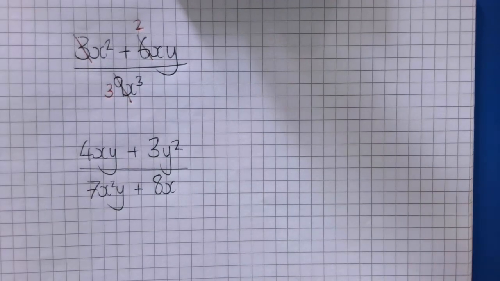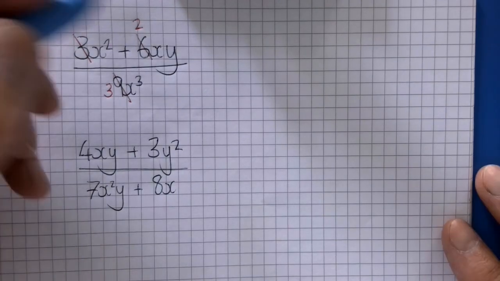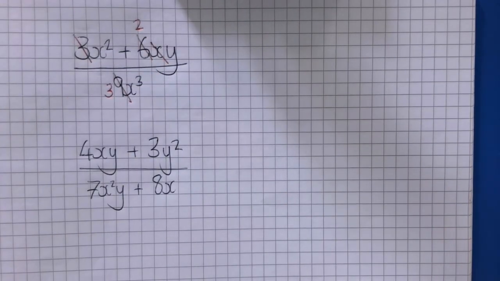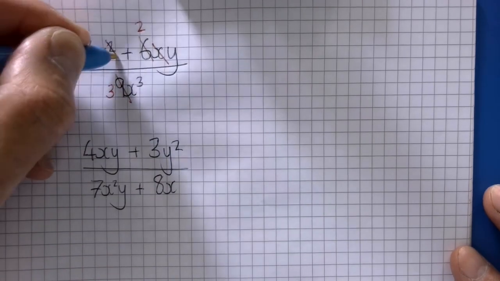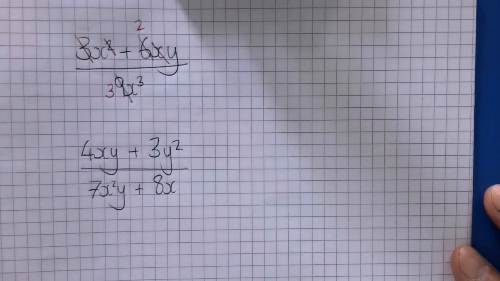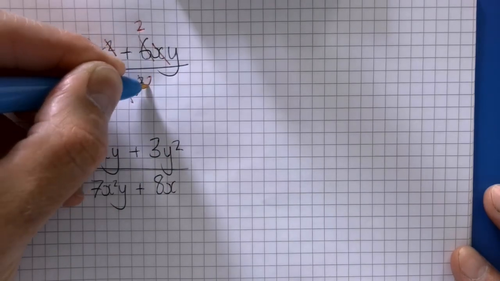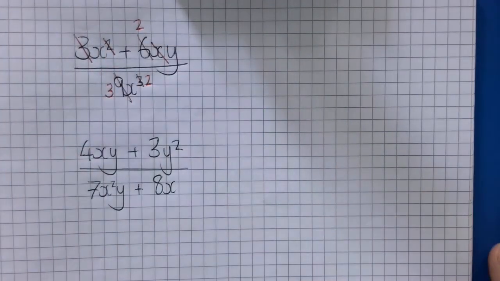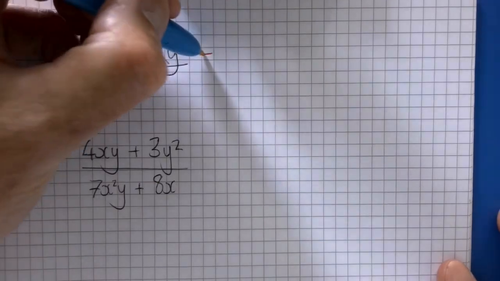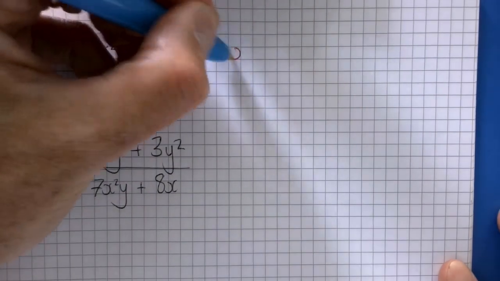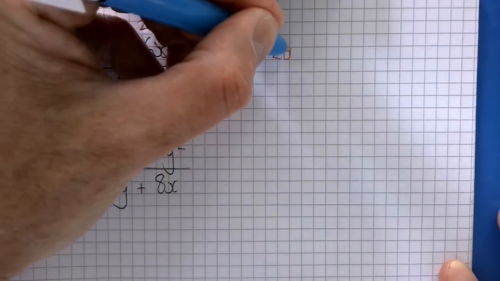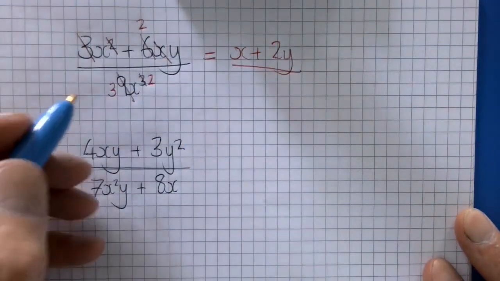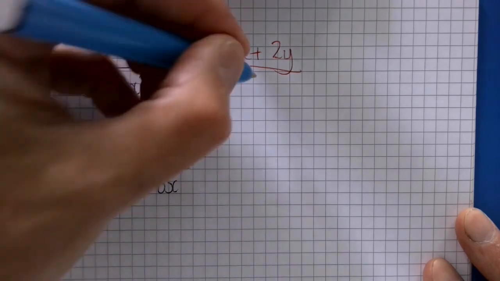And as well as numbers, each of the terms can be divided by x. So x divided by x is 1, so I'm not going to bother writing it. x squared divided by x just becomes x, so it just becomes x on its own, and x cubed divided by x becomes x squared. So that looks like a bit of a mess, so I'm going to write what I've actually got. I've got an x there, I've got 2y, and then on the bottom I've got 3x squared.